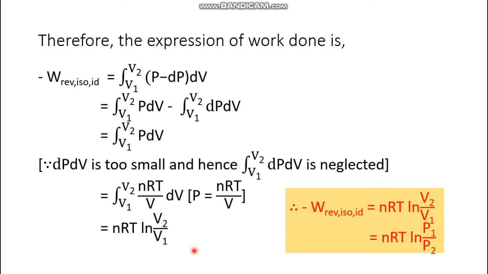So what is the difference from the previous one? The difference is that the pressure term is not kept outside the integration sign, it is always kept inside the integration sign, first of all, and secondly the pressure is not at all constant, and instead of external pressure P2 we have written here external pressure P minus dP. So this is the difference, and the expression of work done by the system is nRT ln P1 by P2. So you have to keep them in your mind.